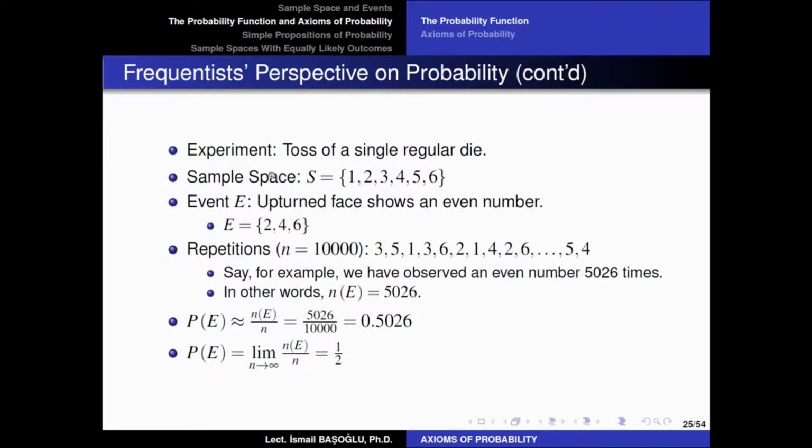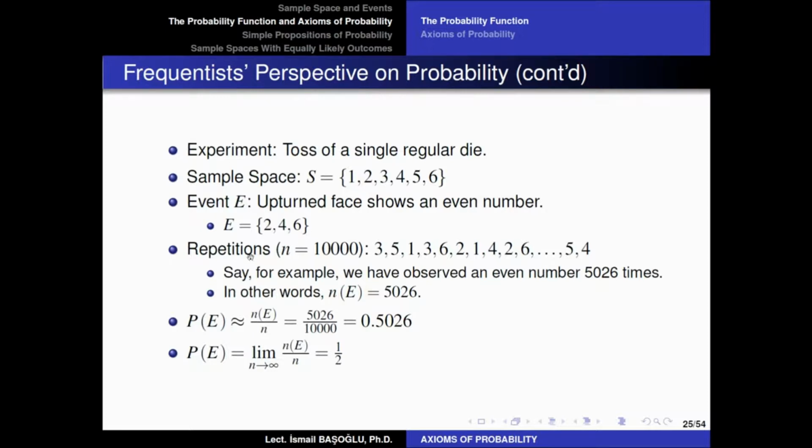So imagine the example that we have given in the beginning of the video. We have an experiment, which is the toss of a single regular die, and the sample space contains 6 possible outcomes, assuming that this die is a fair die. Now, event E is defined as the upturned face showing an even number, and we have said that event E is the subset that contains the even values as the outcomes: 2, 4, and 6.